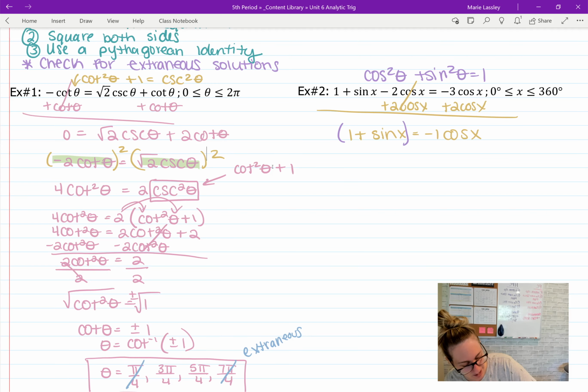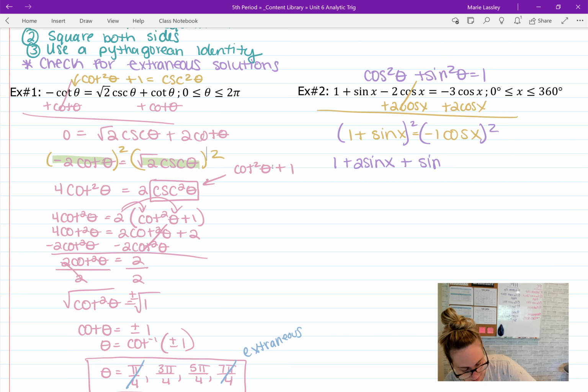Now this is where you need to be careful, and I know some of you are going to make this mistake, but please don't make this mistake. When you are squaring the 1 plus sine, you don't just square each individual piece. They're being added, so you have to square it as a whole thing. This is a binomial squared, so it's 1 plus sine times 1 plus sine. Which is going to come out to 1 plus 2 sine x plus sine squared x.